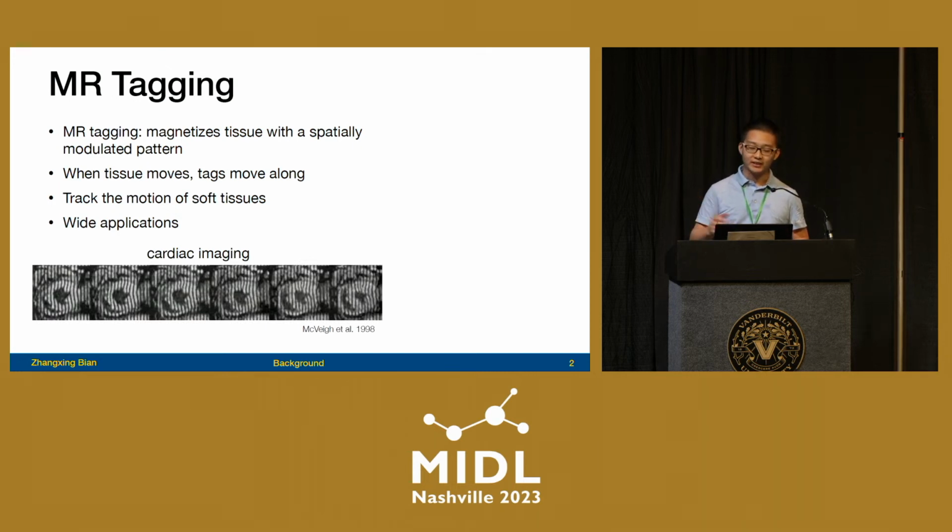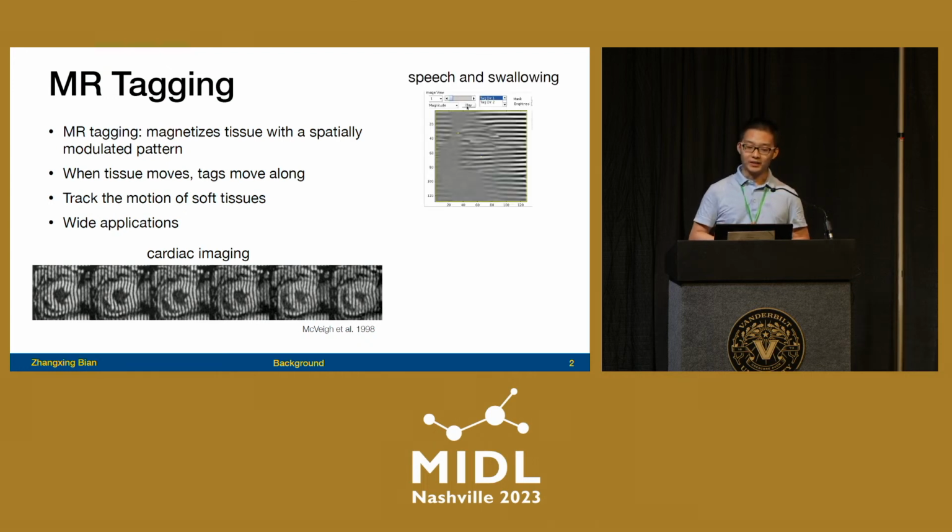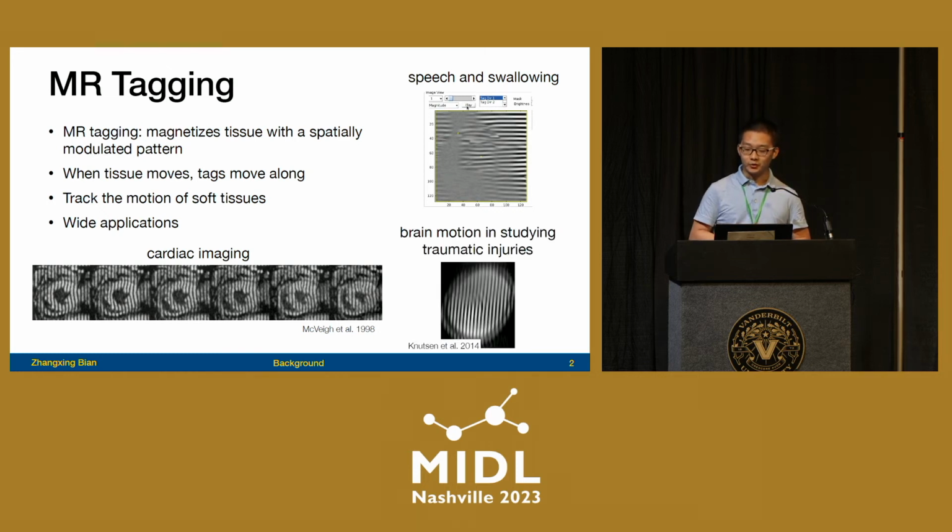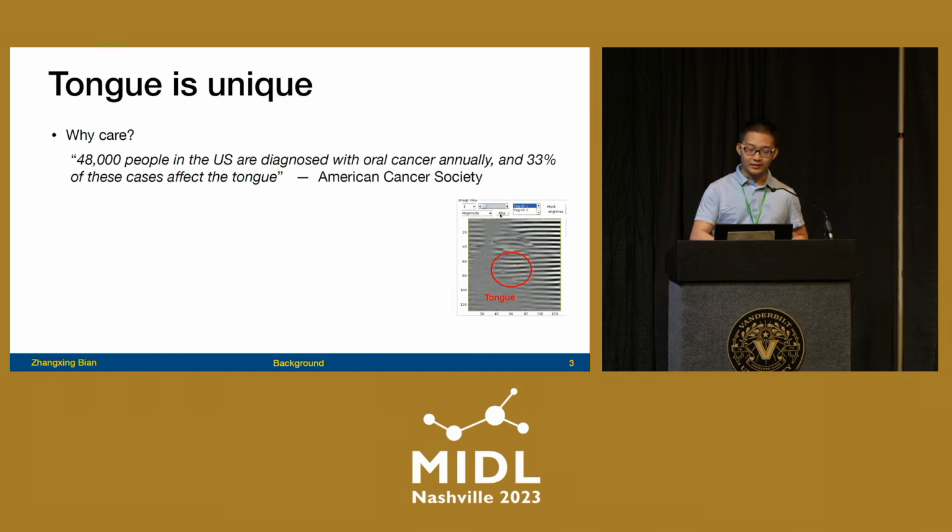For example, decades ago, people used it to track the motion of the cardiac, and also people track the motion of the tongue to study speech and swallowing functionality. And people track brain motion to study traumatic injuries. In this work, we are particularly interested in the tongue.